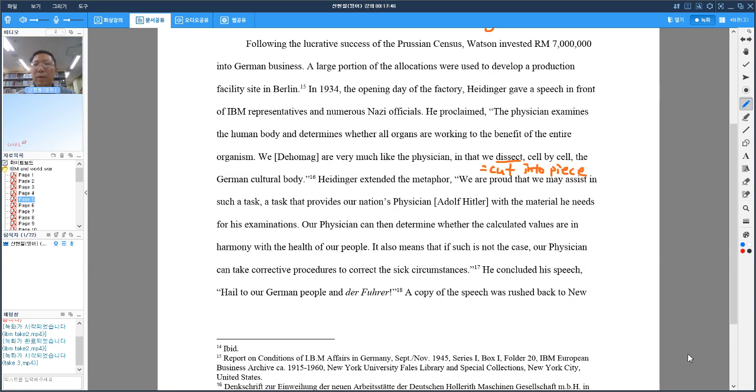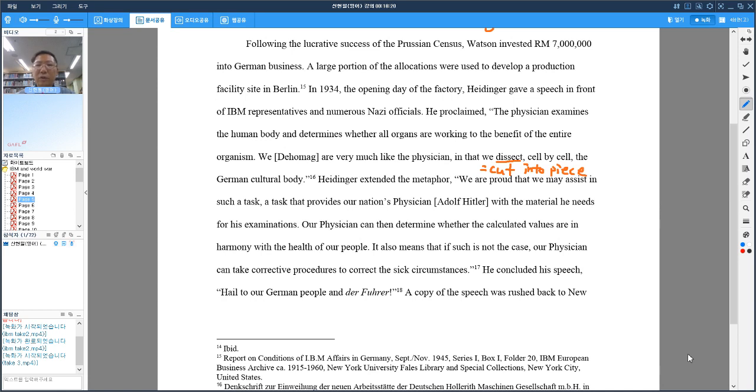And we, Dehomek, are proud of assisting with such a task, helping examine the German cultural body. The task is also to provide help to the physician. Here, the physician refers to Hitler, and Dehomek provides him with the material he needs for his examination. So Dehomek is providing information and material so that Hitler can examine German cultural society, and our physician can then determine whether calculated values are in harmony with the health of our people.